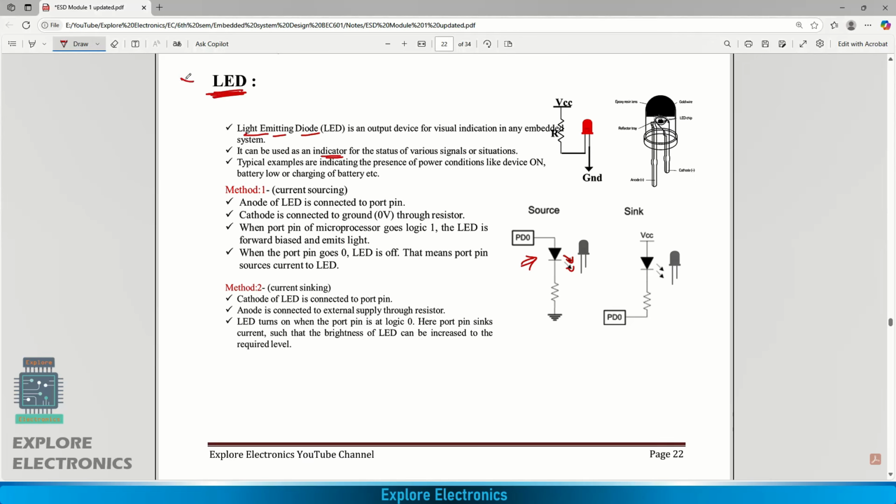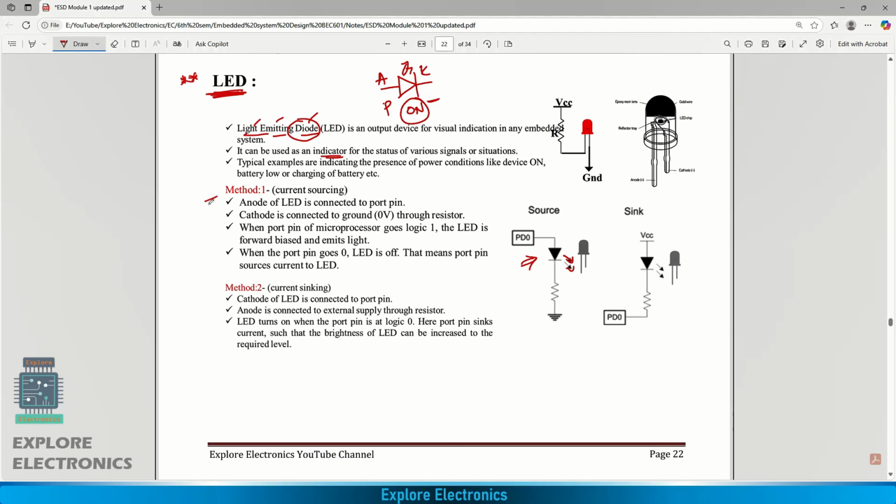You may get a question to explain LED. The first thing is that it is a light emitting diode. A diode consists of two ends, one is the anode and the other is the cathode, right? When we connect the anode to the positive terminal of the supply and the cathode to the negative terminal, the diode turns on. Similarly here, when we connect this to positive and this to negative, the diode turns on and lights up.